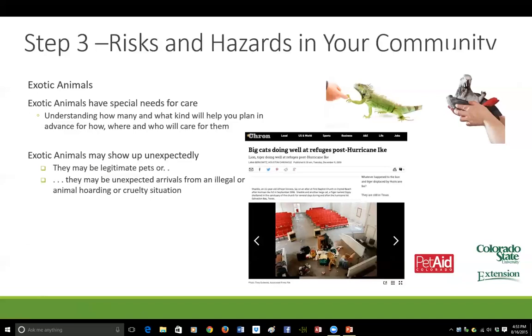Many of these exotic pets are fragile and cannot go into your emergency animal shelter. They are temperature sensitive and require specialized food and handling.